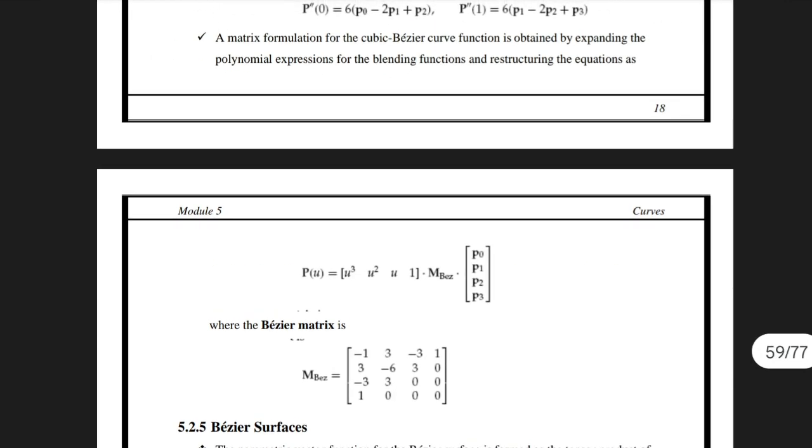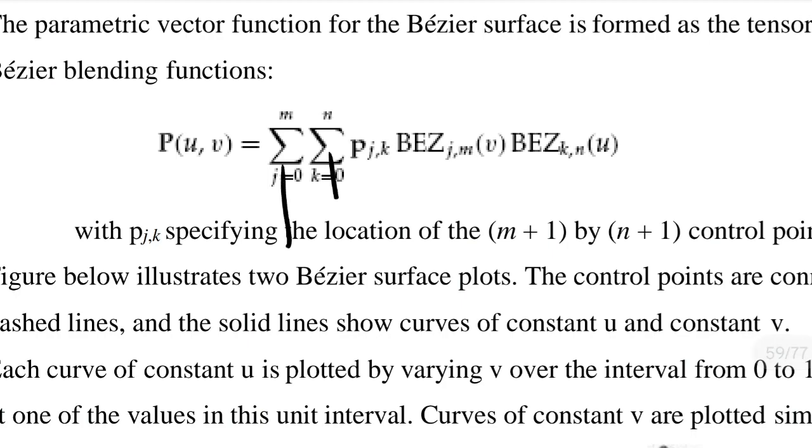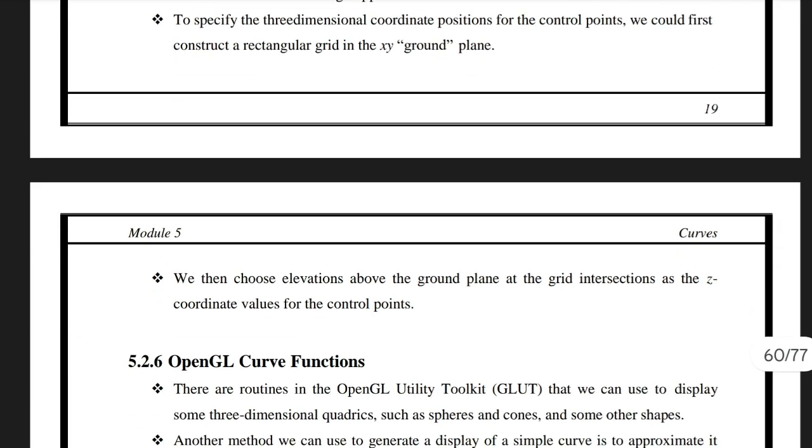Okay, next one we have the Bezier surfaces. It's the same as the Bezier curve, but here we will have the double summation. One is for the m and another is for the n, j,m and k,n, like that only. You have to write the same thing repeatedly, and you have to draw a diagram like this if you can.